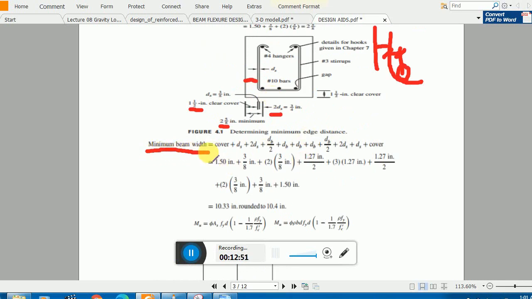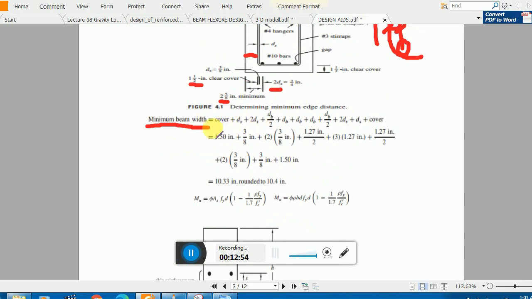Remember, this formula will be used. The minimum width of the beam will be calculated from this formula: cover plus diameter of the stirrup plus that gap plus diameter of the bar divided by 2, plus then again diameter of the bar. For example, if you have 2 bars here, 1 bar and the other bar, and then 3 bars. Okay, we have 3 bars here. This is not for this beam.